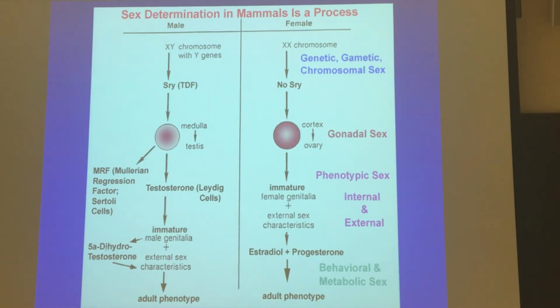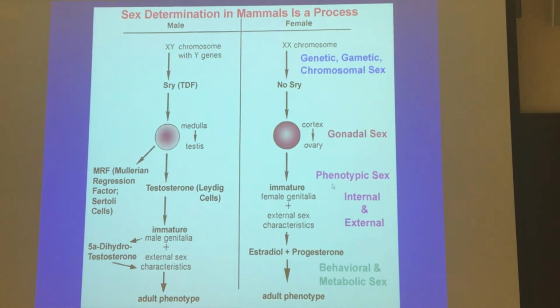This is the real driver for male differentiation, particularly in the external sex characteristics. It's not until puberty, when the gonads actually stimulate production of androgens in the male, and estradiol and progesterone in the female, that you get final differentiation of the external phenotype into an adult male or an adult female.